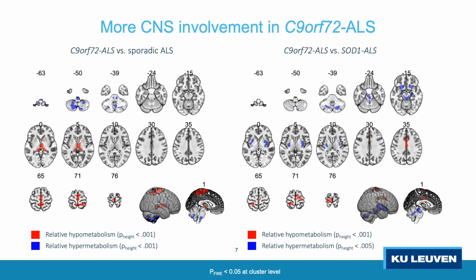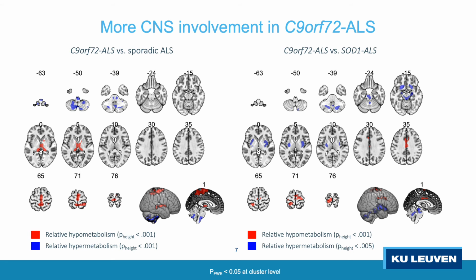In the picture on the left, we compared sporadic ALS to C9orf72 ALS and found significant clusters of relative hypometabolism in C9orf72 ALS in the perirolandic region and thalamus. In the picture on the right, we compared SOD1 ALS to C9orf72 ALS and found significant clusters of relative hypometabolism in the perirolandic region and the cingulate cortex.